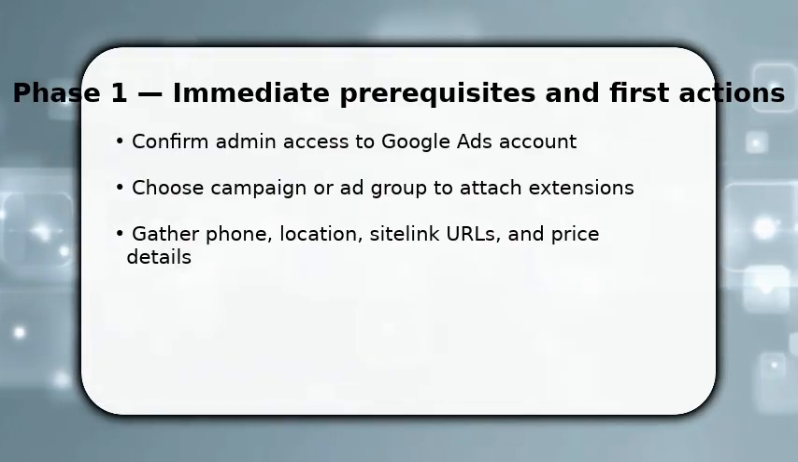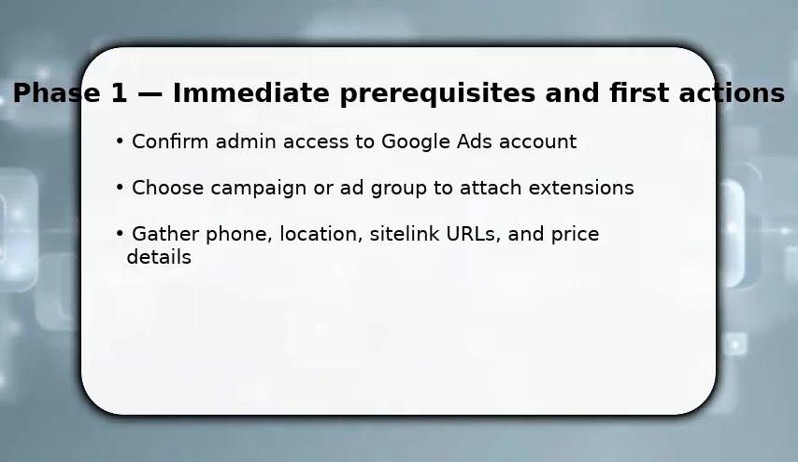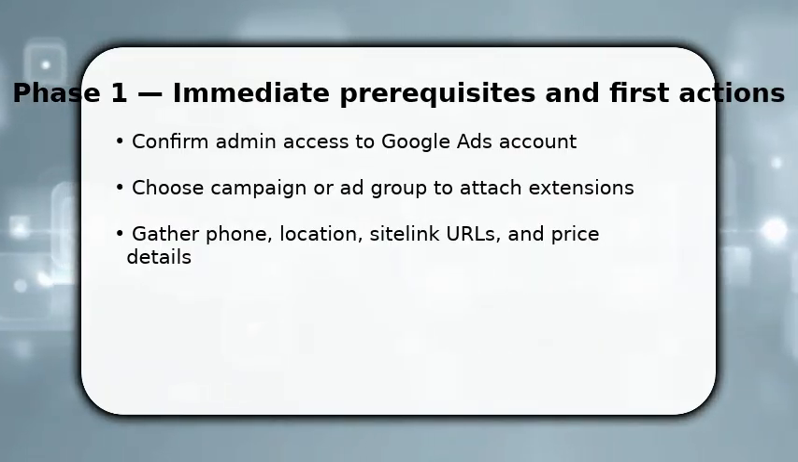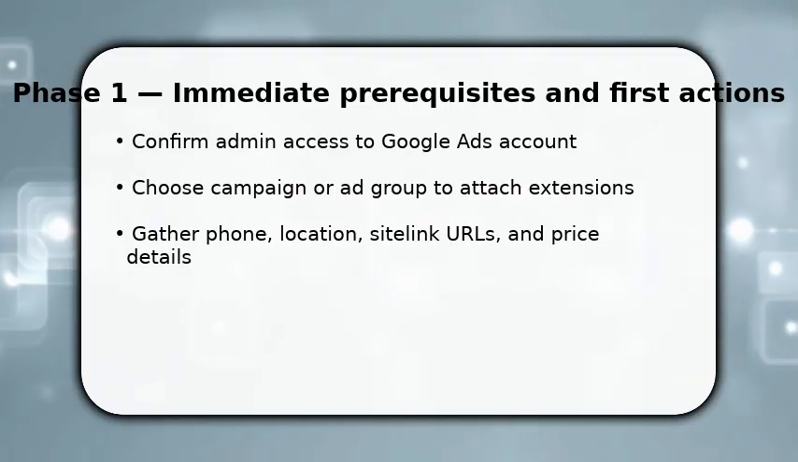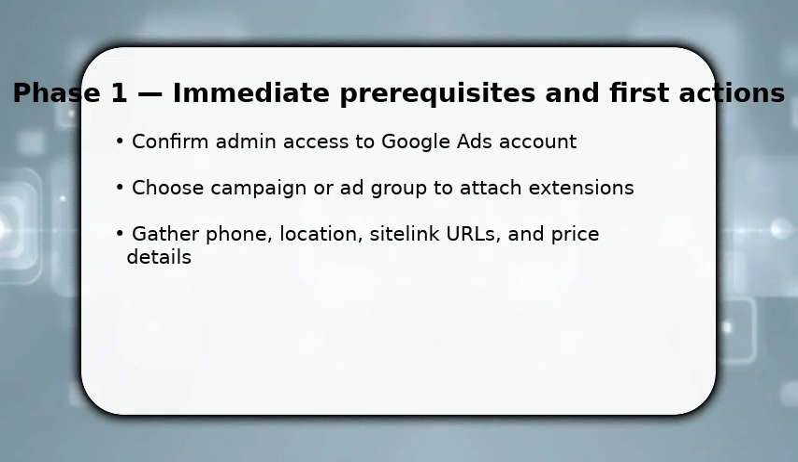Make sure to gather the details now. Phone numbers formatted for click, business address for location extensions, site link URLs, and any price or promotion text. Doing this up front saves back and forth and speeds creation, so proceed to create your first extension immediately.